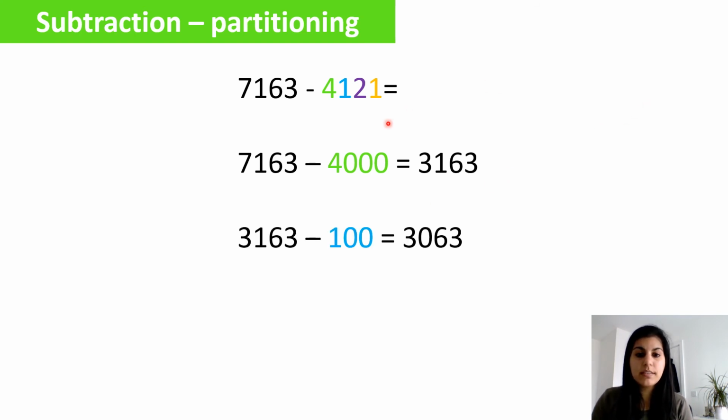Like partitioning that we did with addition, my next line has to start with 3,163, and this time I'll take away my 100. Again, only my hundreds digit needs to change most of the time. In this case, it's just my hundreds digit changing.